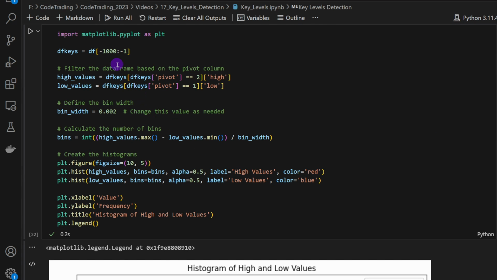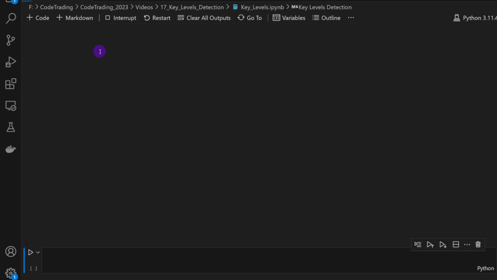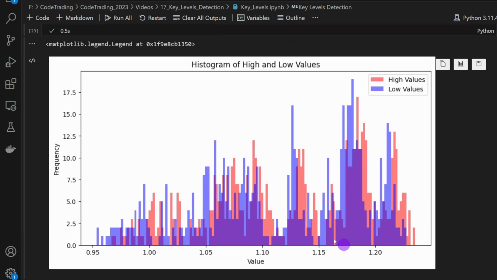Now we can apply this analysis on the whole history. I'm going to remove the slicing part, so I'm applying it to the whole data frame that we have, 3 years of data. And what I'm interested in is to check if we have some interesting zones that play both roles as support and resistance, which is the case. So if we see those peaks here around this area, you can see that we have low values, so support levels, and also some high values, so resistance levels.